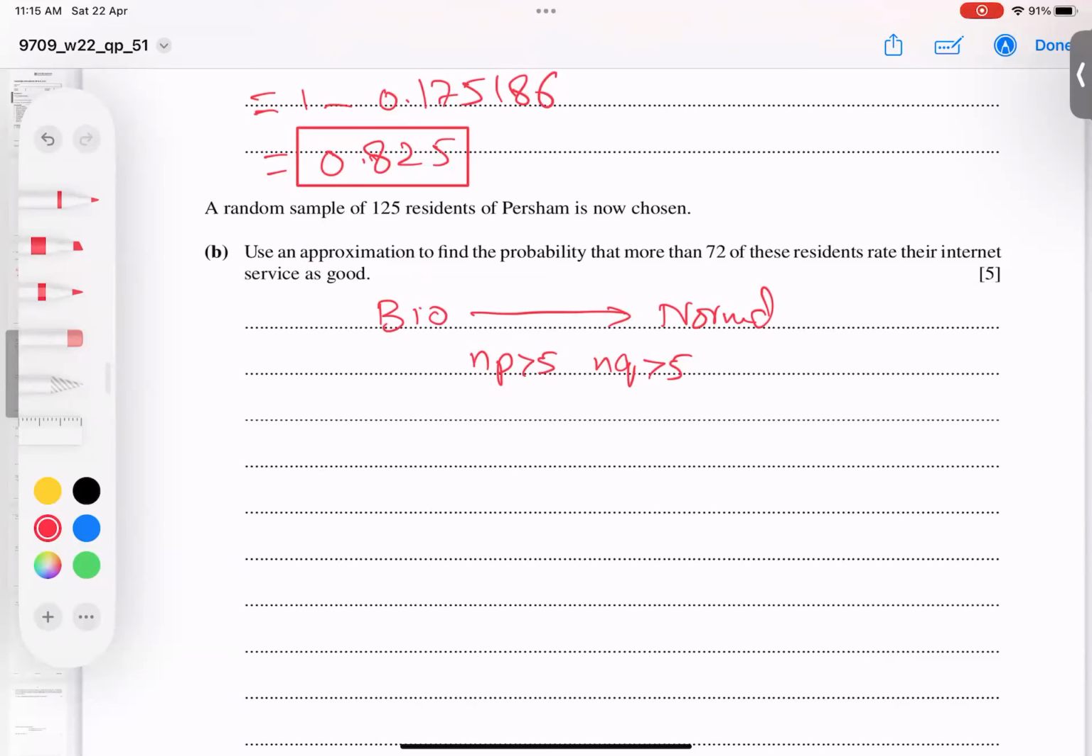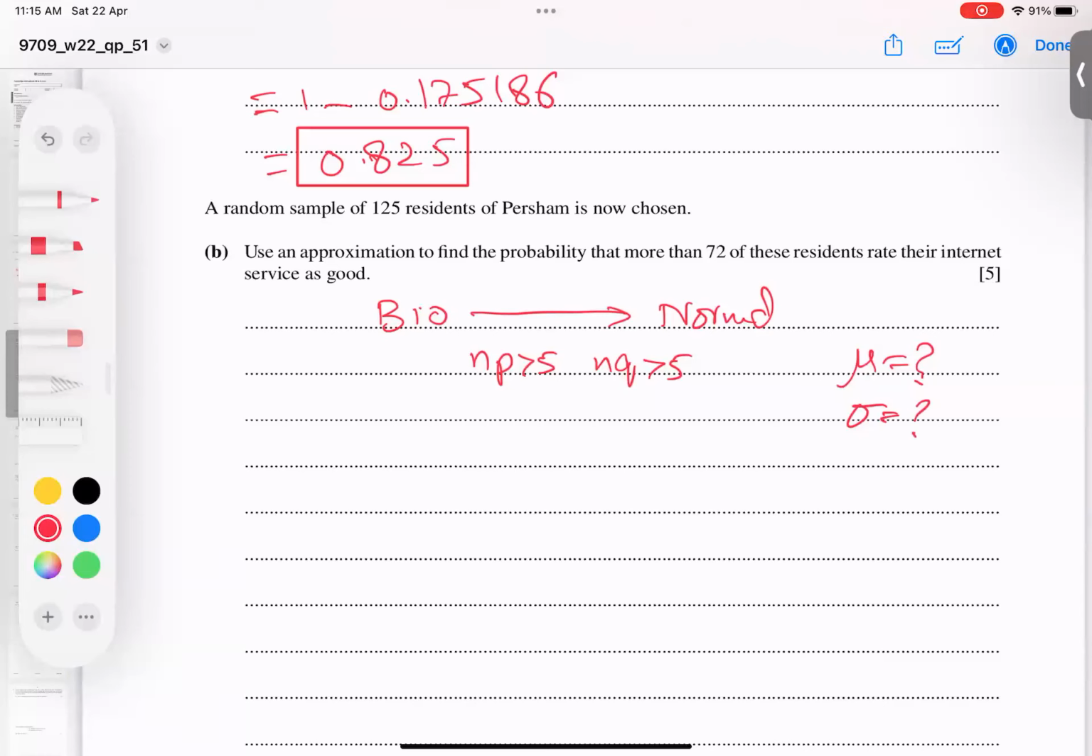So first of all, we convert binomial to normal distribution. Second job, we will find the mean value and the deviation, and then we can apply the formula, plus continuity correction. So let's start.